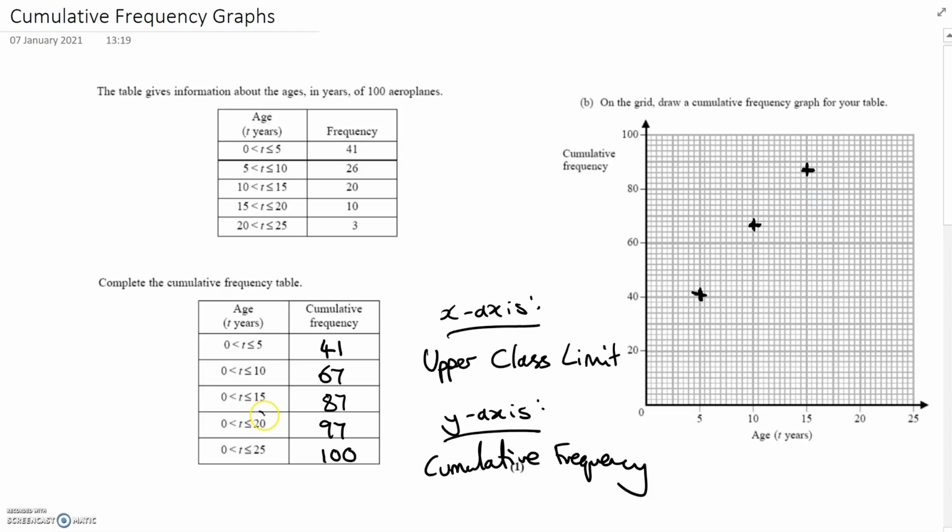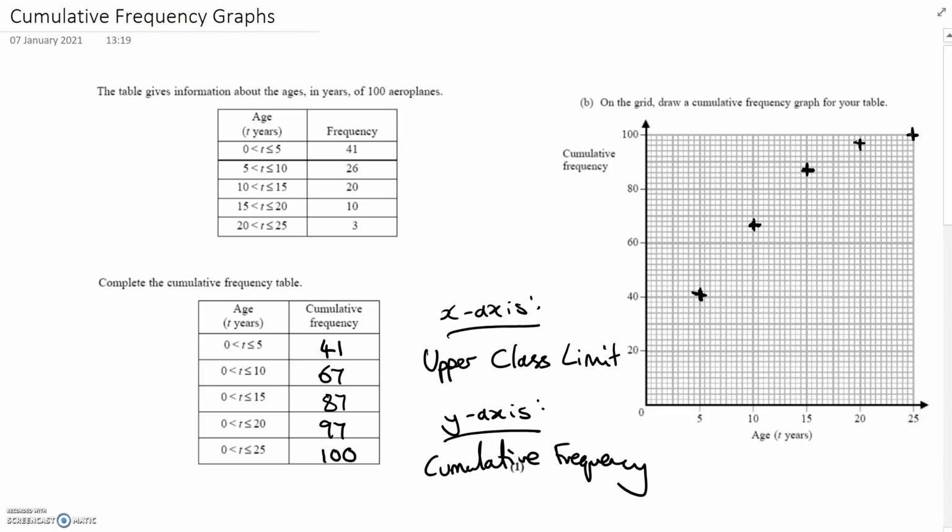And then upper class limit 20 against 97, 20 along, 97 up, so 92, 4, 6, lots of 7s at the end, 97. And then finally 25 goes next to or against 100. So 25, 100 is right at the top here.